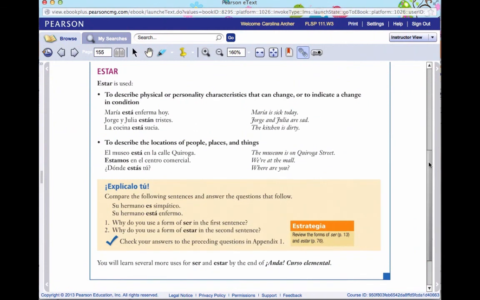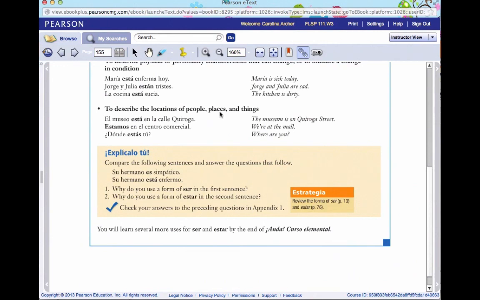And also to describe the location of people, places, and things. Anytime you talk about location, where something is located. El museo está en la calle Quiroga. Estamos en el centro comercial. ¿Dónde estás tú? With the word dónde, when you ask where something is, you're going to use the verb estar.